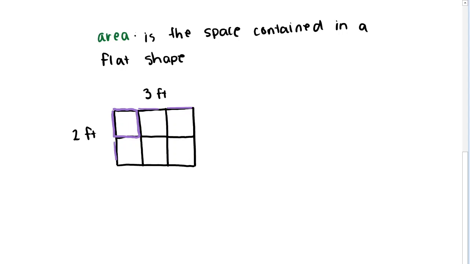And so this is what we're counting when we're measuring the area. Here, the area in this example is 2 times 3, which gives us 6 square feet that we're adding together. That's really what we're counting when we measure area.